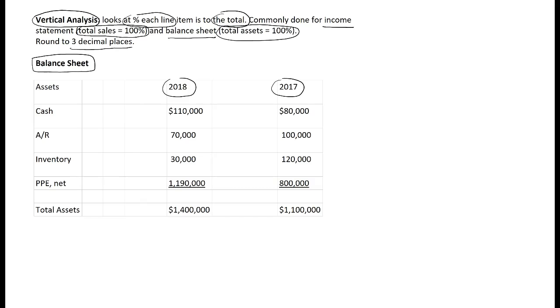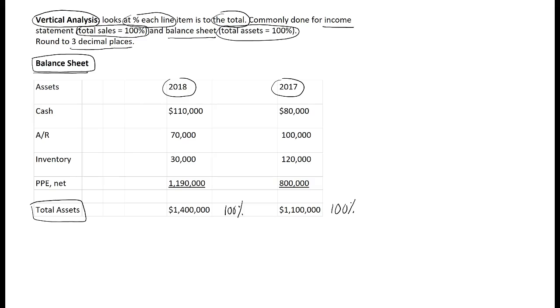Okay, welcome back. Let's look at the vertical analysis for this balance sheet. As mentioned, the vertical analysis compares each line item to a total. With the balance sheet, our total number is our total assets. So we're going to compare everything to our total assets. That's going to be our 100% number for the balance sheet.